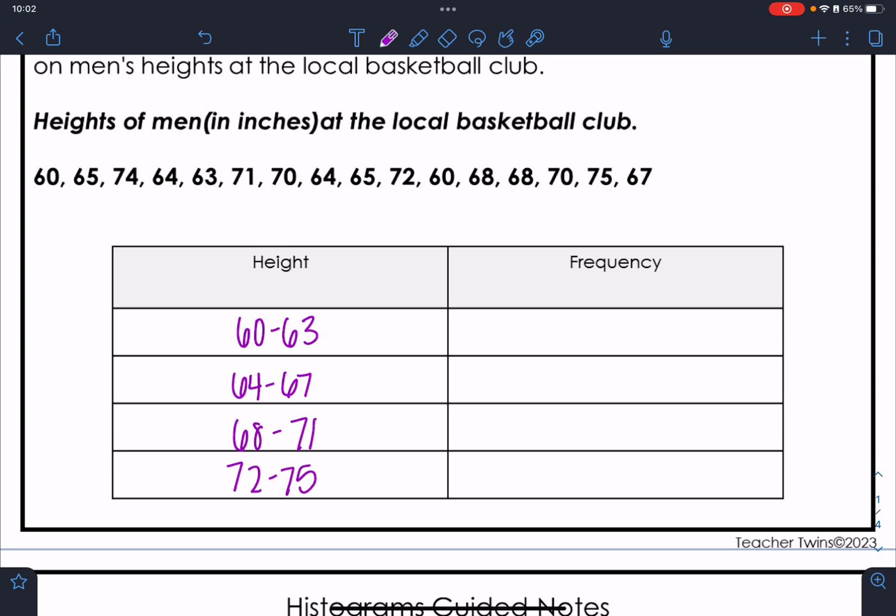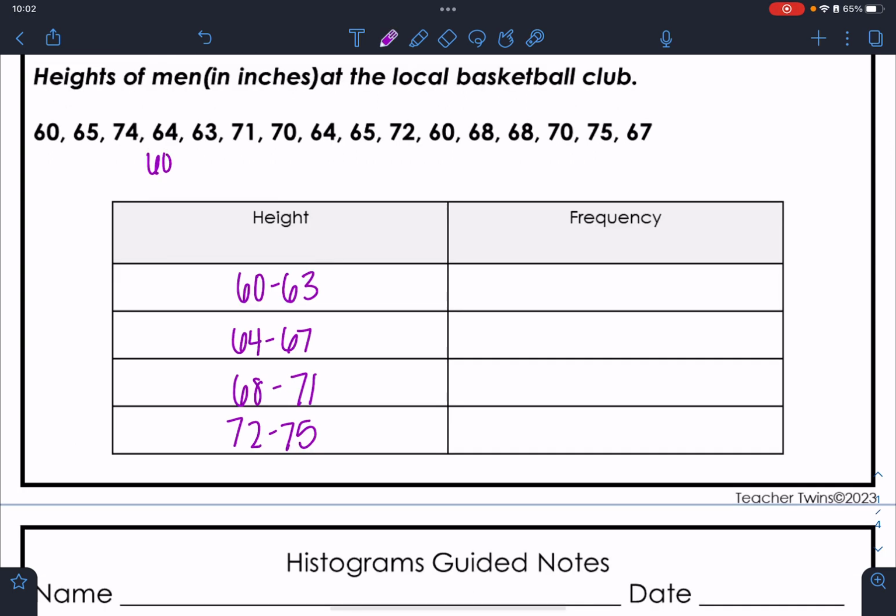We want to look at what is the lowest height that I see. If we quickly scan through my numbers here, 60 would be that lowest height, right? So 60 is our lowest. Then we go to what is my largest height. It looks like 75. So we're breaking down my range of numbers from 60 to 75, that's as many numbers as I see. And then I'm breaking that range down into small chunks or intervals, okay?